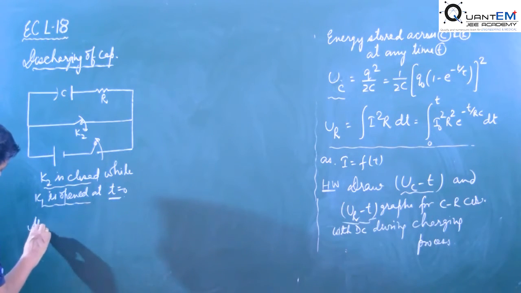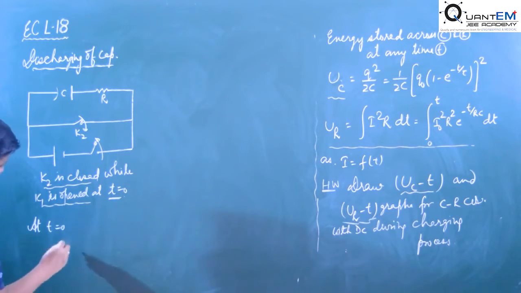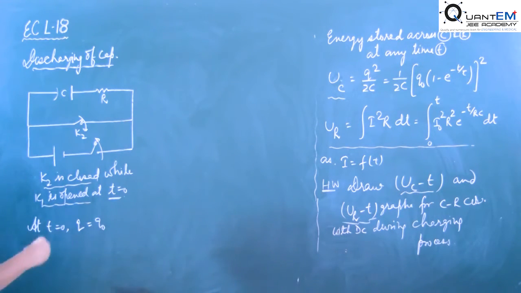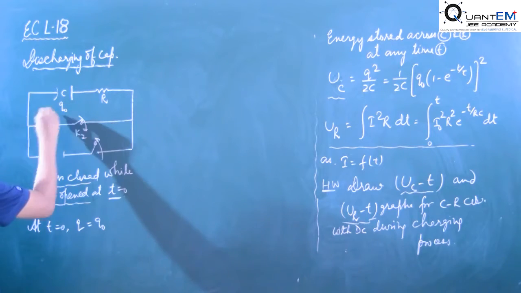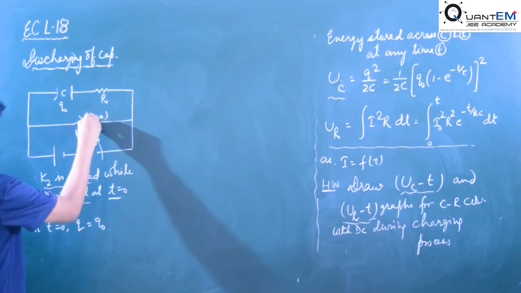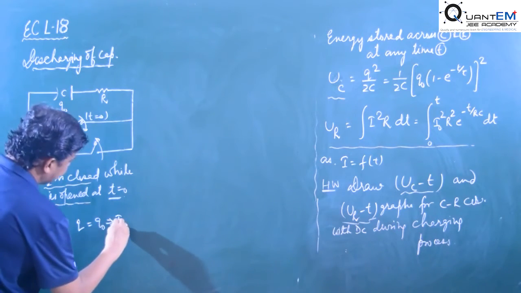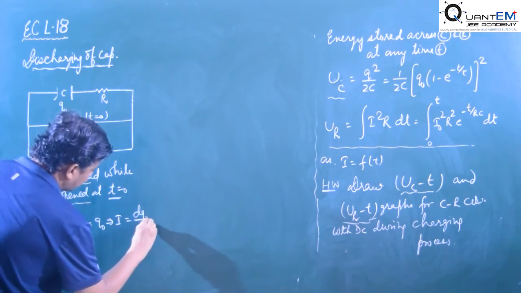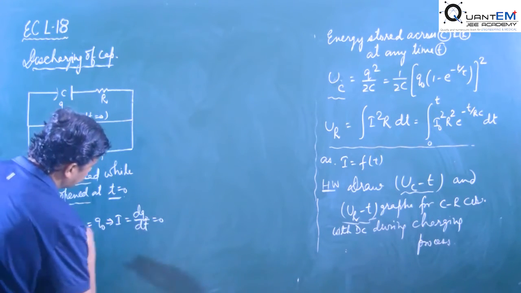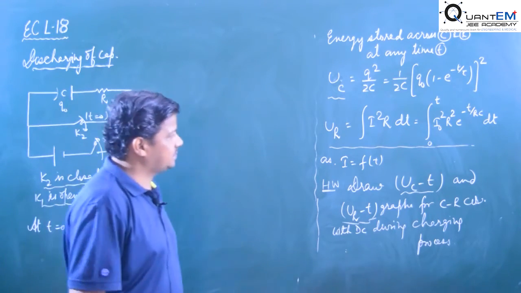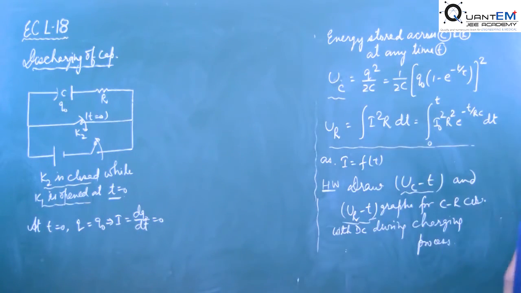And here at t equal to 0, the charge across the capacitor is maximum at this time. If charge is maximum, then the current in the circuit at steady state is, here we have, dQ naught by dt equal to 0. So charge is maximum at time t equal to 0, and current is 0.